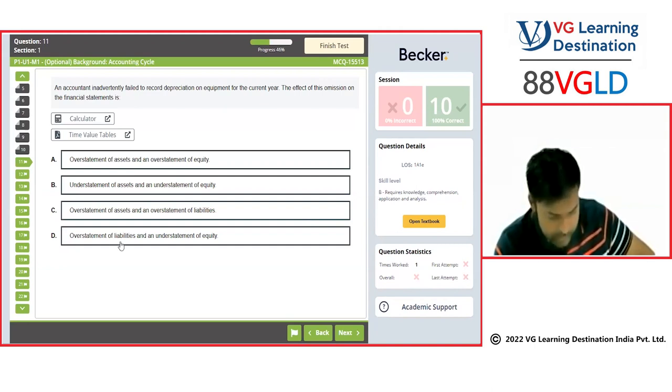Okay, I got A, B, C. An accountant inadvertently failed to record the depreciation on the equipment. The effect of this omission is going to be... okay. Why overstatement of liabilities? I understand overstatement of asset, guys, but why overstatement of liabilities? People who are saying C, why overstatement of liabilities?